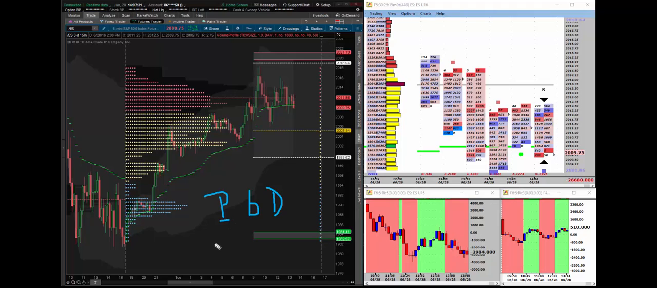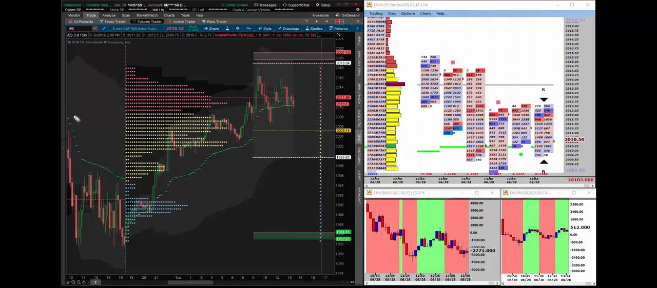So P-shaped distributions, I'd rather be more long than short because the market is trending higher. B-shaped distributions, I'd rather be more short than long because the market is trending lower. And D-shaped distributions, we could trade both sides of the trade because we're pretty much consolidating in a very tight range, pretty much a trading day range. We could sell the high and buy the low pretty much.